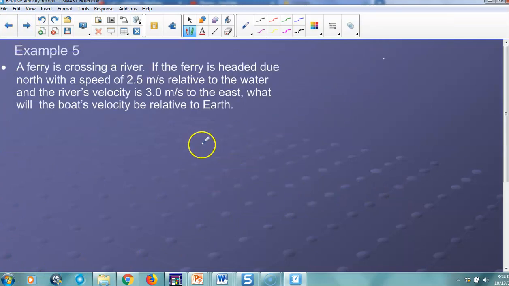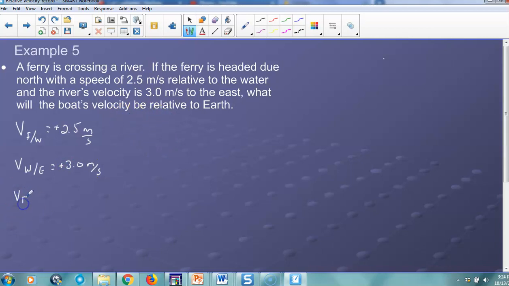Okay, now we've got a ferry crossing a river, and the ferry is headed due north with a speed of 2.5 relative to the water. We say velocity of ferry relative to water is equal to 2.5 meters per second, and that is to the north, so that would be a positive. The river's velocity, which would be the velocity of the water relative to the Earth, would be 3 meters per second to the east, so also positive. What will be the boat's velocity relative to the Earth?